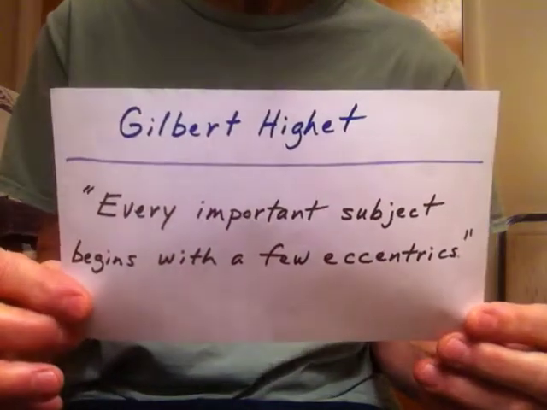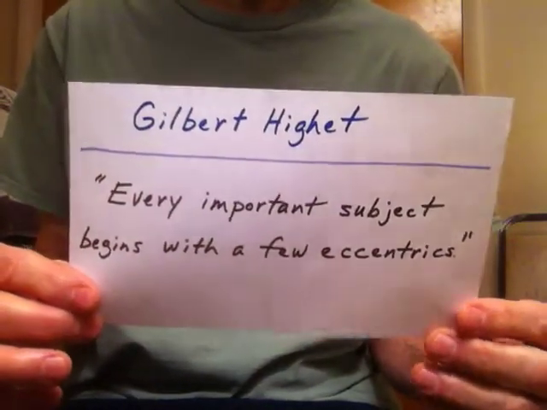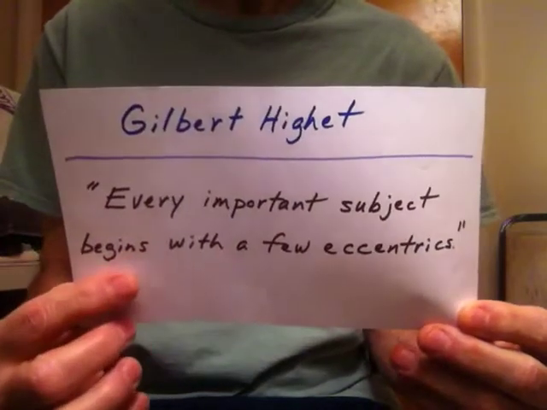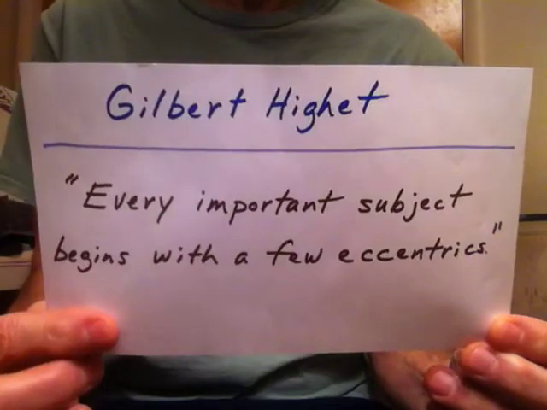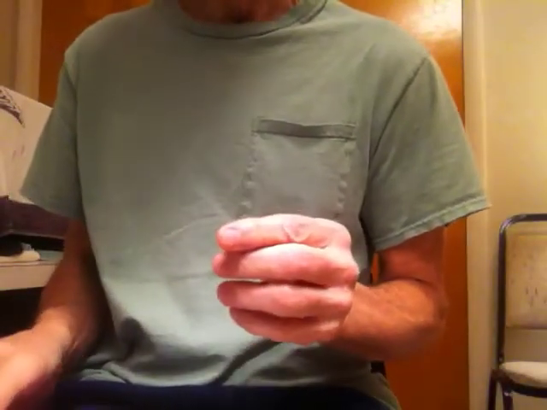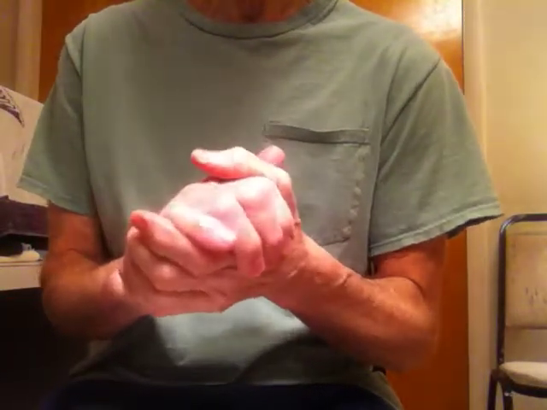Gilbert Hyatt, the highly learned Scottish writer and historian, said, "Every important subject begins with a few eccentrics." And I'm definitely eccentric. I don't know if my subject is important, but I'm doing the best I can.